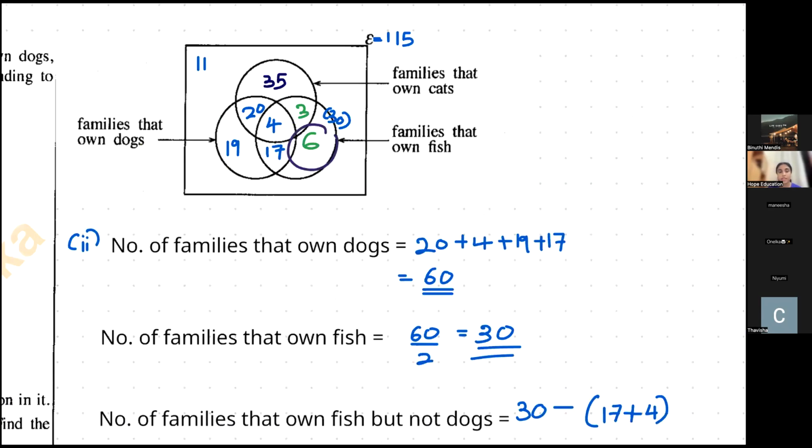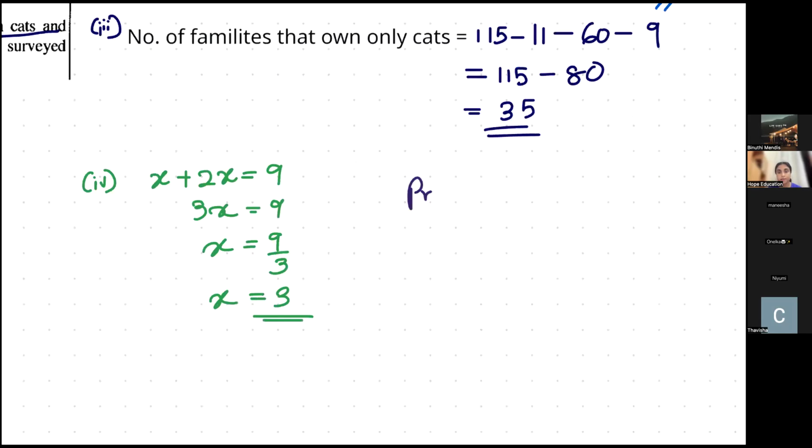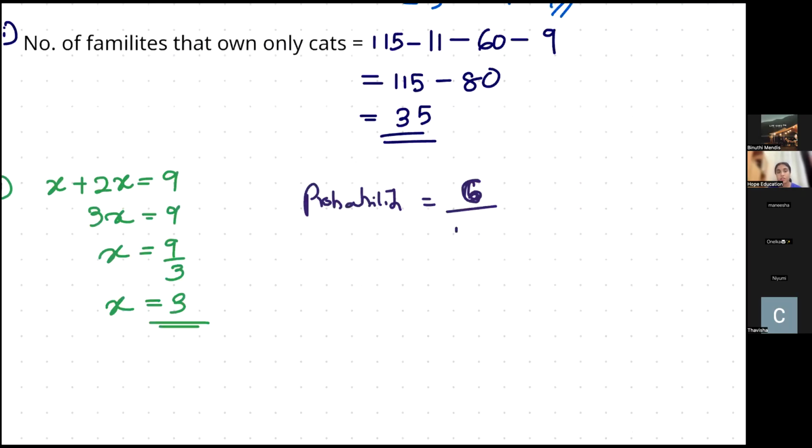So probability is 6. Only fish families is 6. Total families is 115. So this is the probability. You can just leave it like this. If you like, you can simplify further.